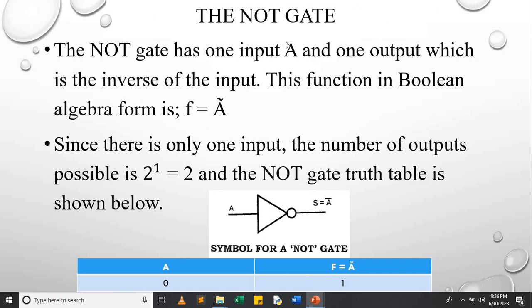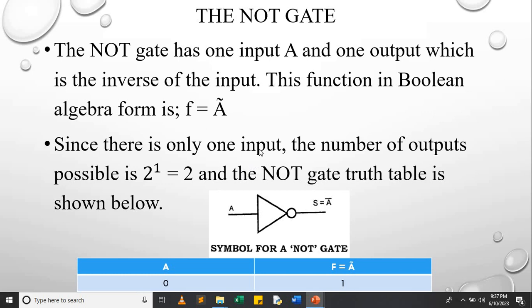We have the NOT gate. It has 1 input A and 1 output, which is the inverse of the input. This function in Boolean algebra form is a NOT. You put a NOT here.